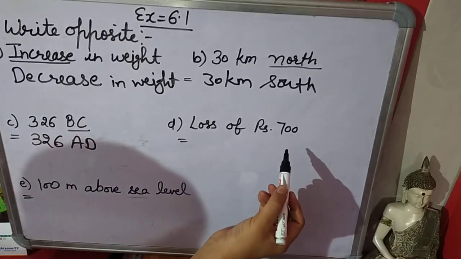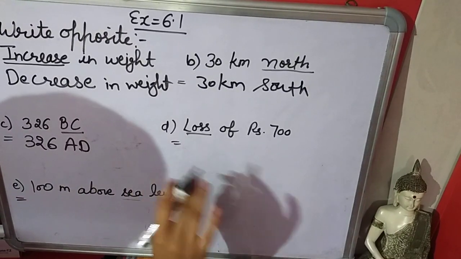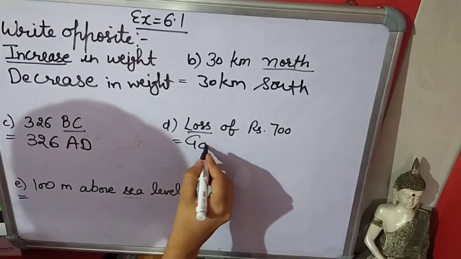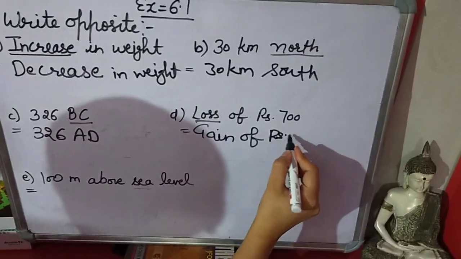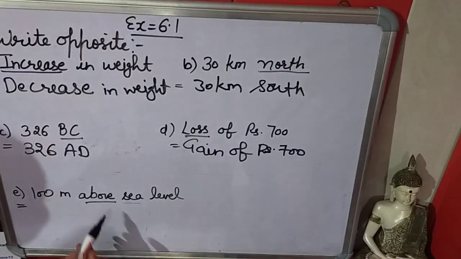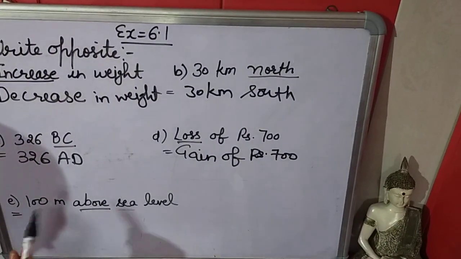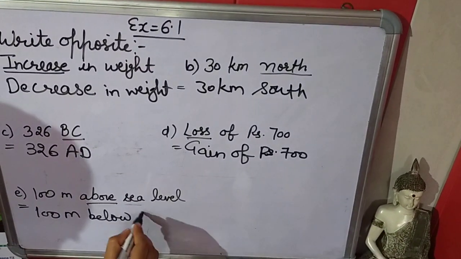Next is loss of rupees 700. What is the opposite of loss? Gain or profit. You can write gain or you can write profit also. I am writing here gain. Gain means आपको जो profit हो रहा है, that is of rupees 700. Next is 100 meter above sea level. Above means ऊपर. So what is the opposite of above? That is below. 100 meter below sea level.